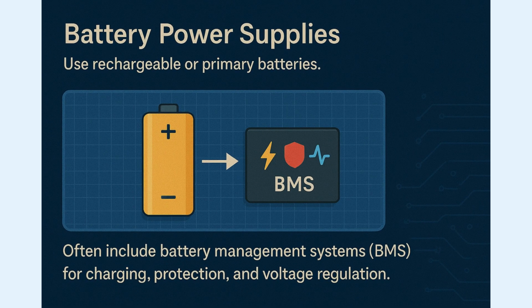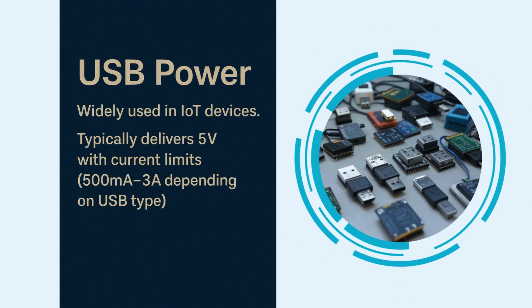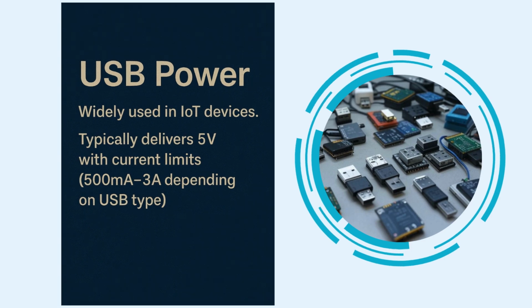3. Battery power supplies. Use rechargeable or primary batteries. Often include battery management systems, BMS, for charging, protection, and voltage regulation. 4. USB power. Widely used in IoT devices. Typically delivers 5V with current limits, 500 mA to 3A depending on USB type. For embedded systems, choosing the right power supply depends on your voltage and current needs, efficiency, and size.